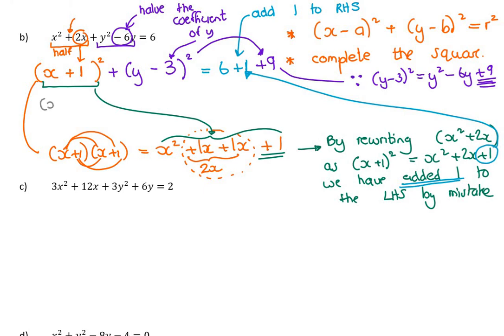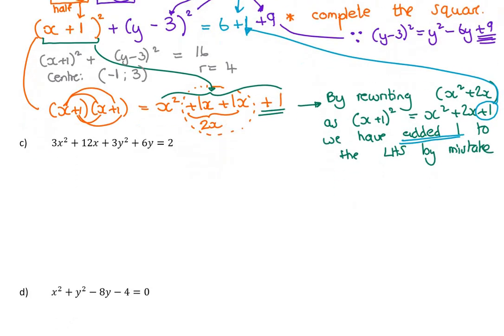So therefore we get (x + 1)² + (y − 3)² = 16. So therefore I can now tell my center because it's written in the right format. My center is (−1, 3), careful, not +1, −1, and my radius is 4 because r² would be 16. So basically we're kind of like mini completing the squares here in order to get it into the right format.